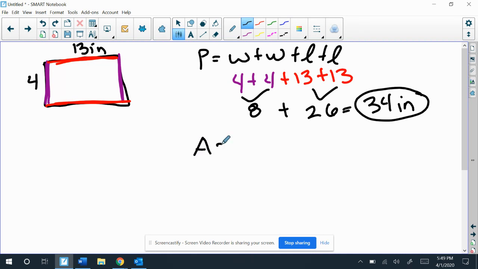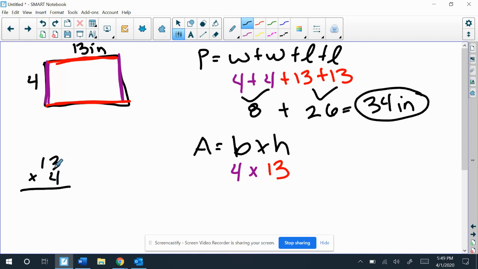The area is base times height, length times width. So my width is 4, and I'm going to multiply it to 13. I can't really do that sideways. I don't like to anyway, so I'm going to do 13 and 4 over here. 3 times 4 is 12. 4 times 1 plus 1 is 5. So my area is 52, label it inches squared.